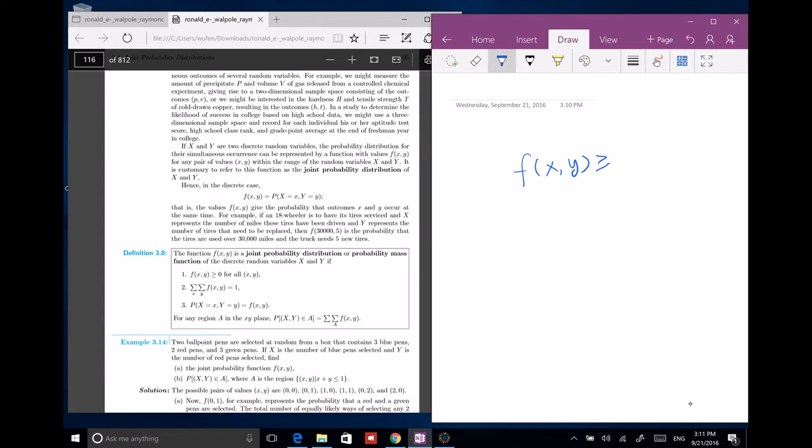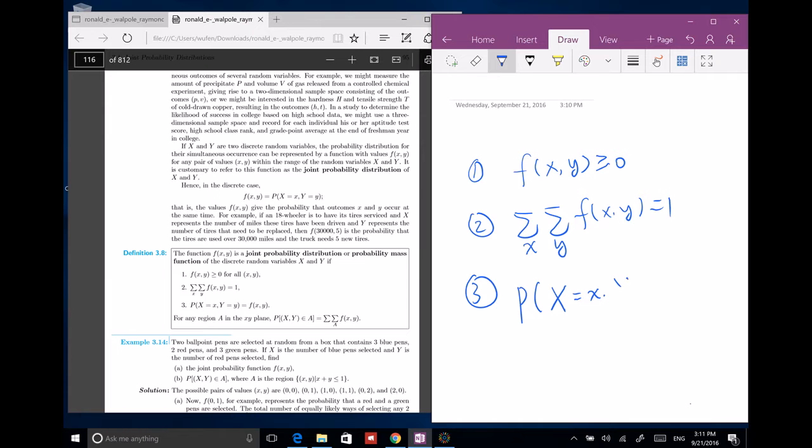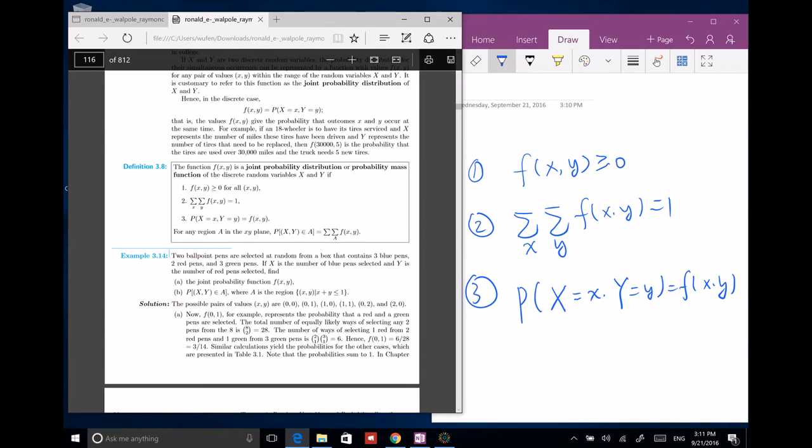f(x,y) is always bigger than or equal to 0, since probability should never be negative. The second one is you take the summation over all x and all y of all the probabilities together. If you add all of them together, it equals 1. And number 3, the probability that X equals small x and Y equals small y equals f(x,y). Okay, these are the three basic properties or definitions of the joint probability distribution.